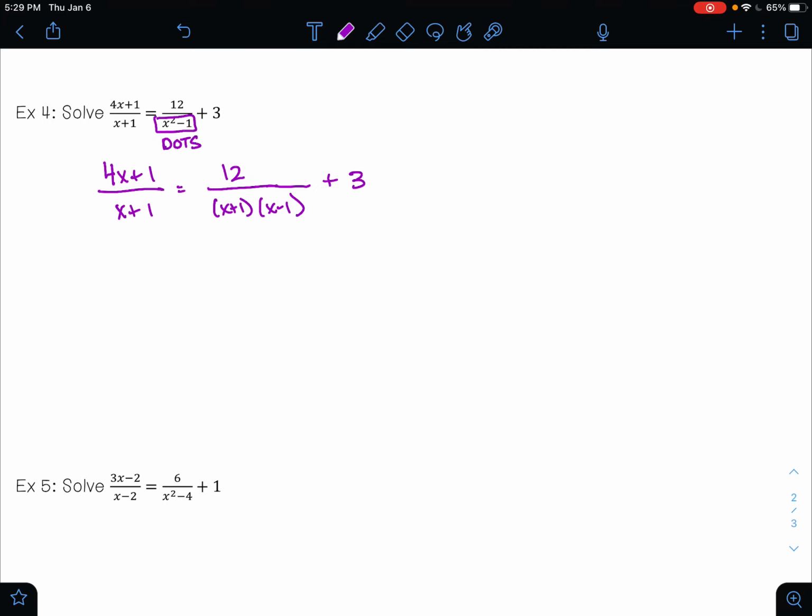So when I look at this, my least common denominator, LCD, is going to be x plus 1 times x minus 1. So I'm going to multiply each of my terms by that. So I'm going to multiply this one, x plus 1, x minus 1. This one, x plus 1, x minus 1. And this term, x plus 1, x minus 1. You multiply everything. It doesn't matter if it's a fraction or not. Every piece, every term gets multiplied.